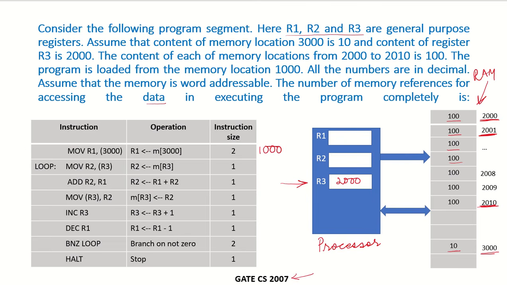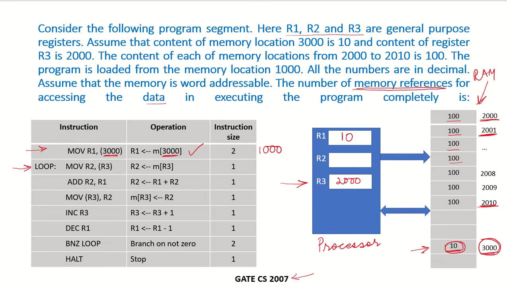So let's start with the first instruction, which says move R1 from this address. That means whatever is the content of memory address 3000, that value has to be moved into R1. So we have to calculate the number of memory references. Will this require a memory reference? Yes. From the content of this address 3000, we have to move this content into R1. So now R1 will be containing 10. So this was one memory access that was required, and now 10 has been loaded into R1.